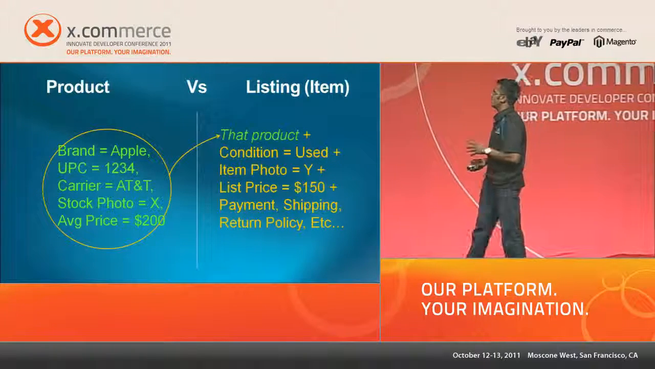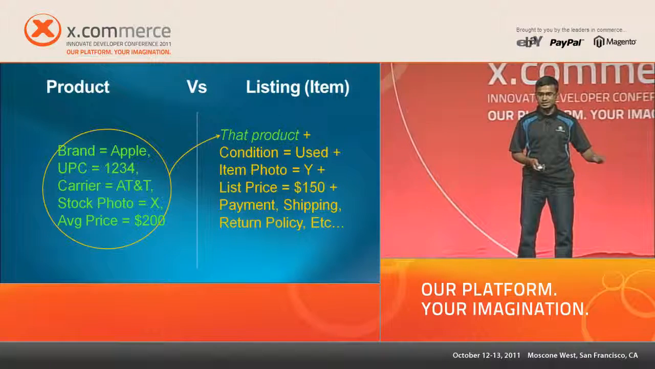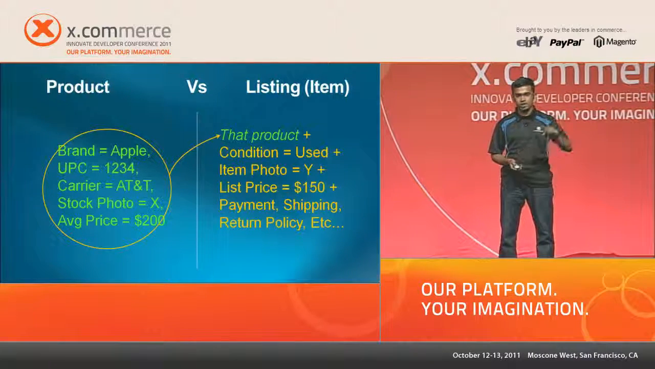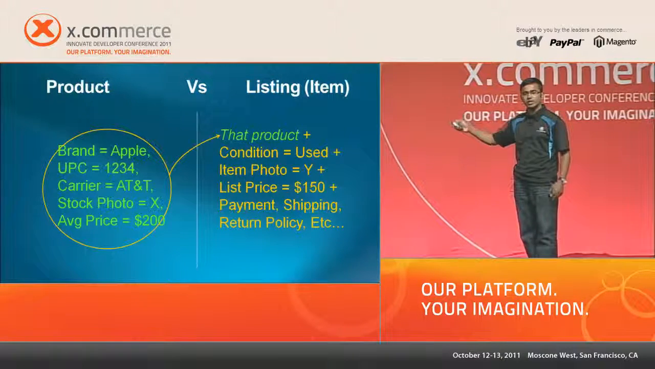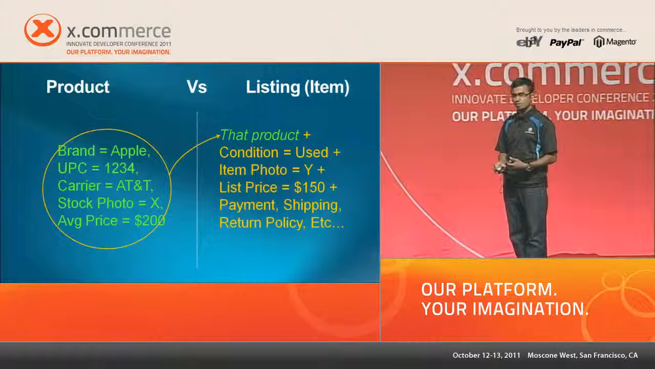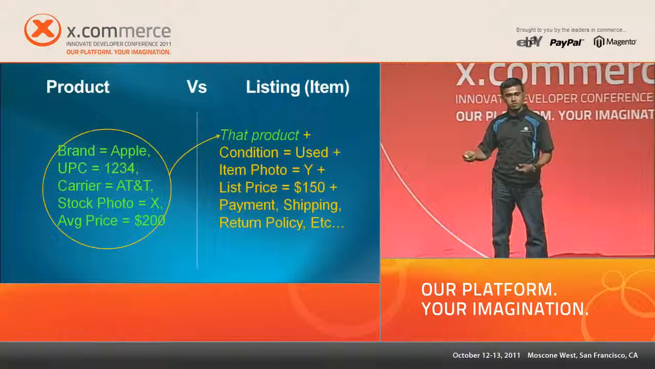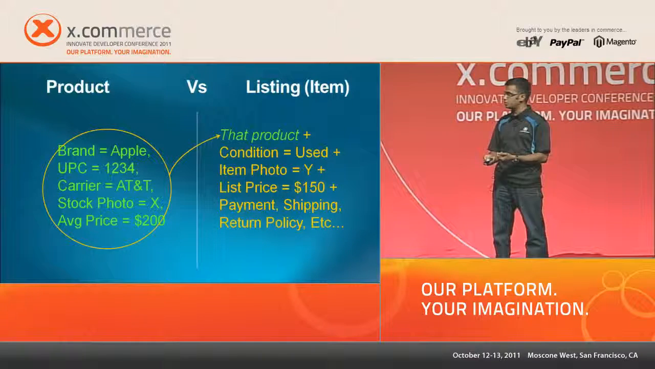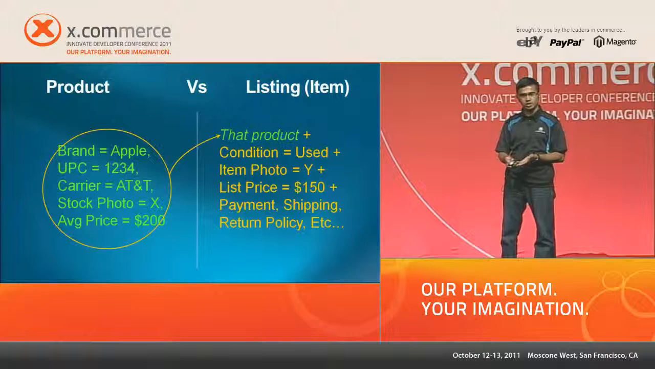On the other hand, a listing refers to that product. I may be selling an iPhone, which is an instance of that product. My iPhone will have a reference to that product ID, plus all other information I need when I have to sell my iPhone on a particular marketplace. I have to give the product reference ID, plus I have to specify my condition, the item condition, and I may also offer any custom item photos and other details that you may need to know.